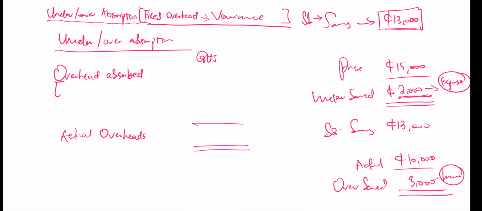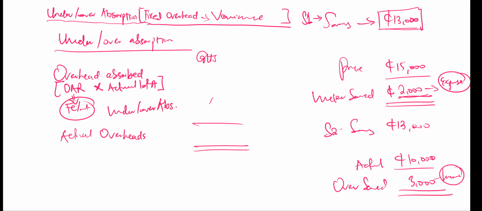And how do we get overhead absorbed? We take our fixed overhead per unit, which is our OAR, because fixed costs only become per unit when we calculate the OAR, whether under absorption costing or activity-based costing. We multiply the OAR by the actual level of activity. Now we compare this to the actual overheads, and the difference is the under or over absorption. The under or over absorption can be either an income or an expense, as I taught you.